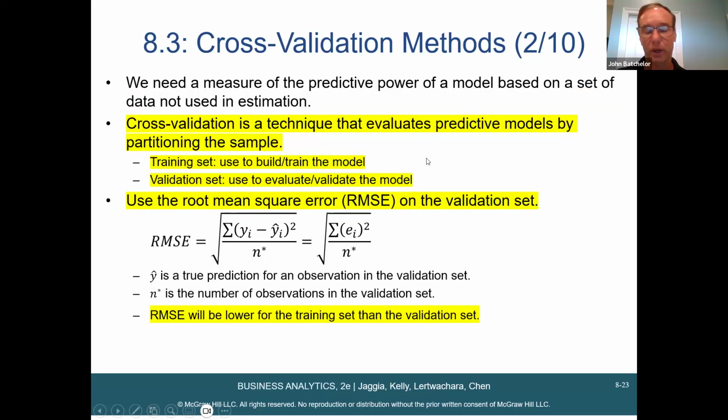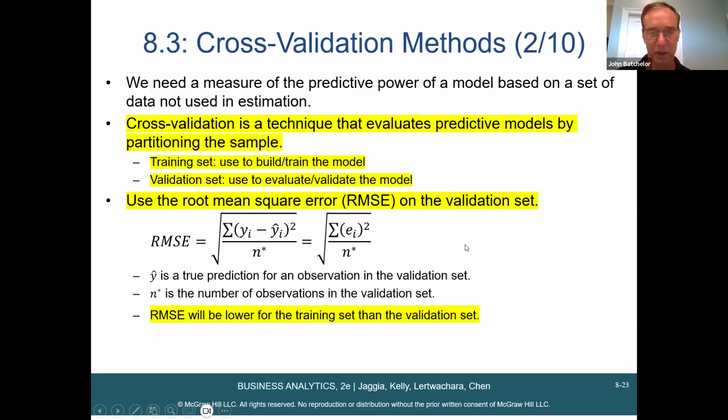So this is way overcomplicating things here, but cross-validation is a technique that evaluates predictor models by partitioning the sample into different parts. You have a training set and a validation set. The training set is what you use to build and train the model, so it's what you use to create your regression analysis and look at all the things we've been doing so far. And then your validation set, you would use to test that to see if it performs as well. And they're just saying the RMSE is a good thing to use to look at how well that performs.